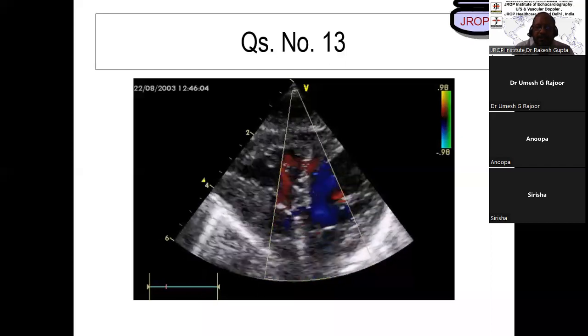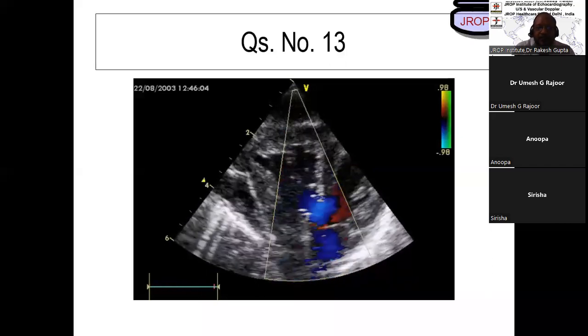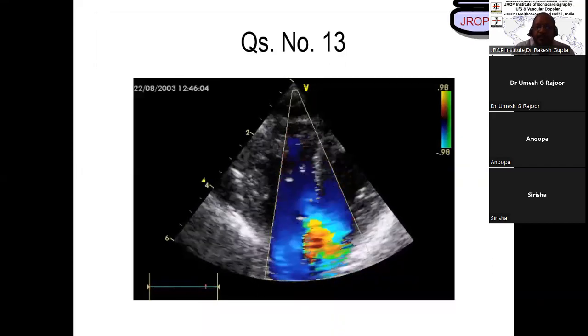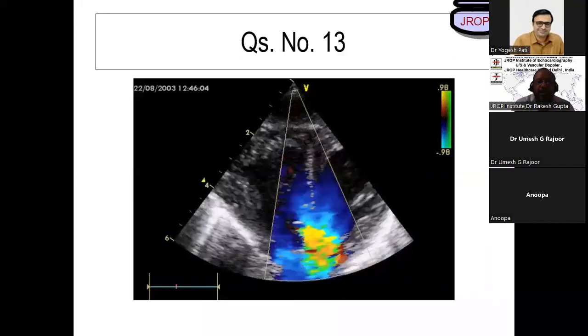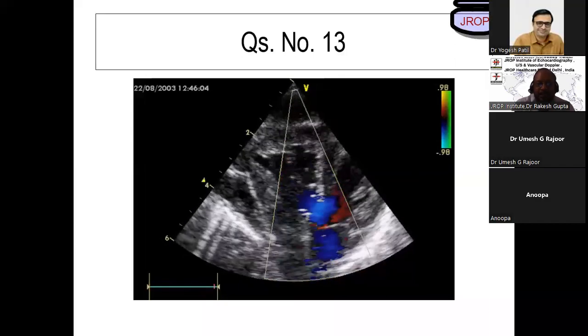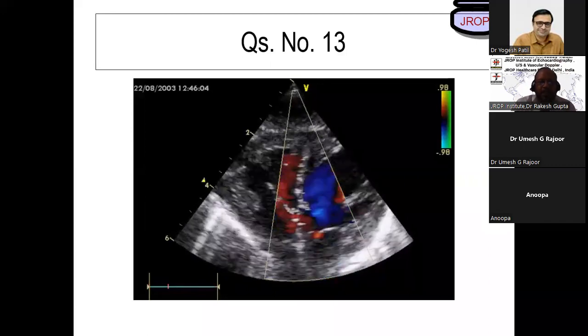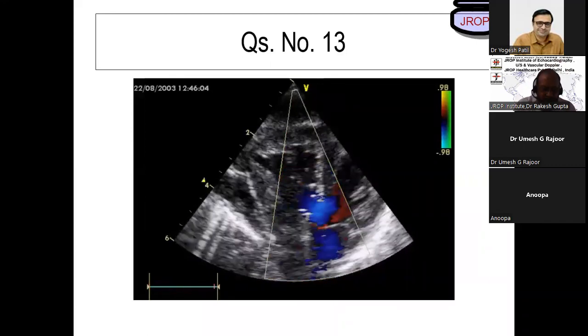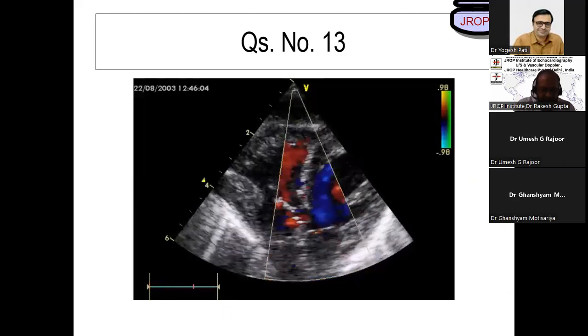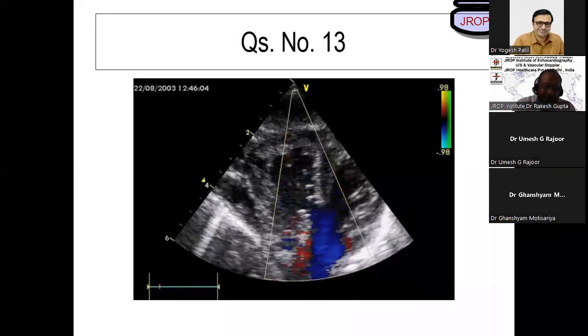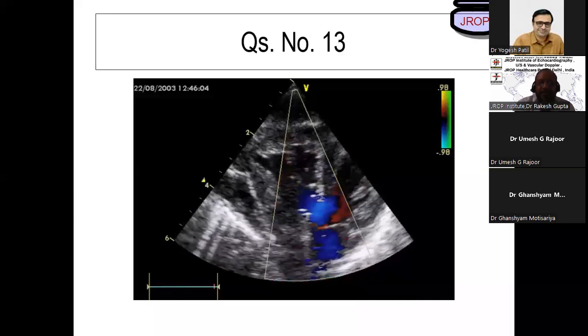Raise your hands. Is it bidirectional, sir? ASD, VSD bidirectional? No, apart from that, I'm not asking for bidirectional. I'll give it to Dr. Yogesh, will you try? So is it a transposition of great vessels? Great vessels. Great. Yes, sir.